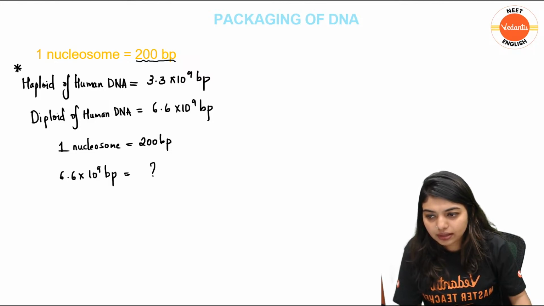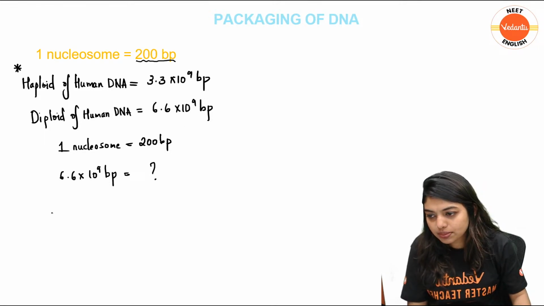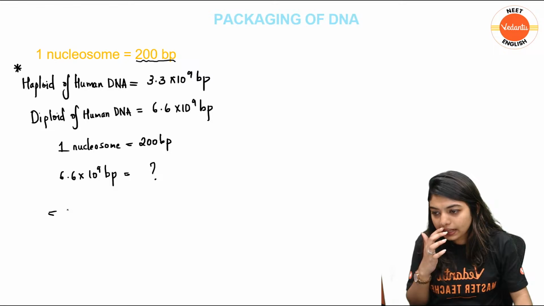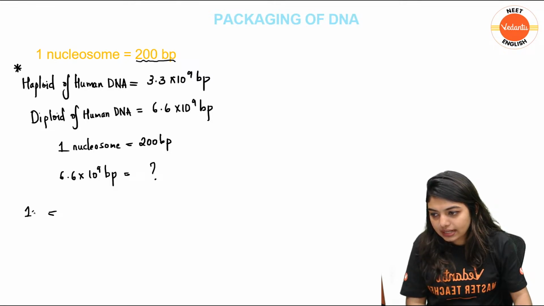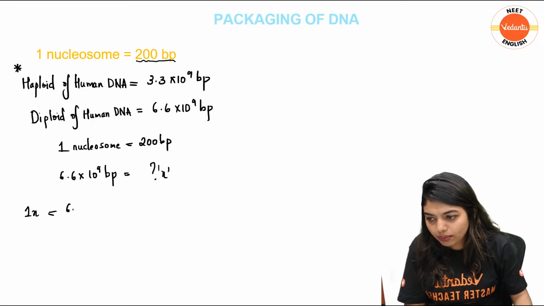How much will it be? We will call it x, no? Not cross multiply, division will happen. So x is equal to, you don't have to write 1x, just write x. We label it as x. X is equal to what, student? This will be 6.6 into 10 to the power 9 divided by 200.